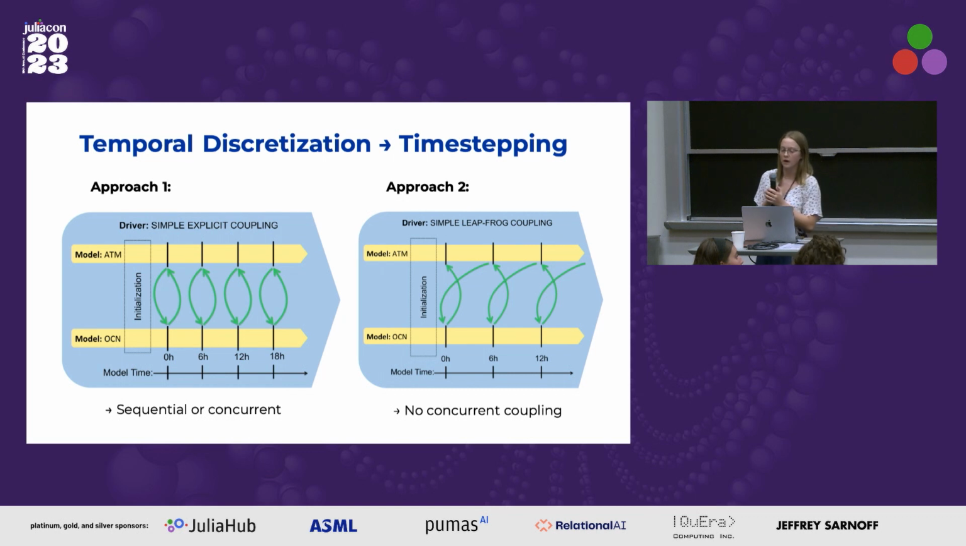So a downside of this is that this can't be done concurrently because we need to step them in this leapfrog pattern. And so this can't be done at the same time. But an advantage is that at each time step, the ocean model is getting these updated fluxes from the atmosphere. And so this prevents the fluxes in each of the models from diverging, which is something that you can encounter with, say, explicit coupling if you have a very large time step.